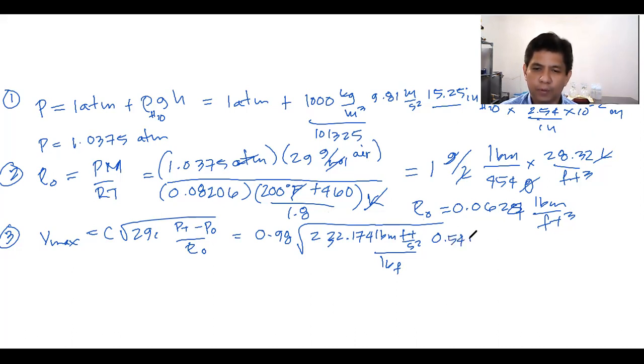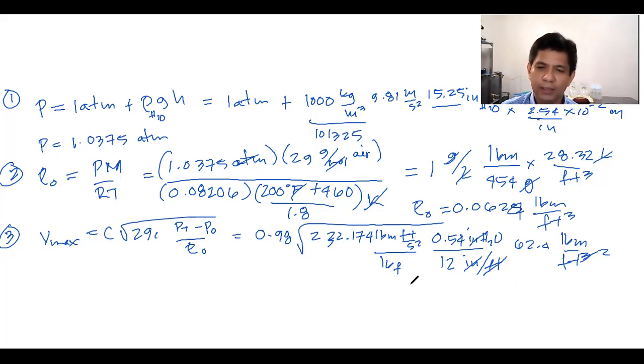0.54 inch of water. So basically, I divide it by 12 inches per feet, then multiply it by the density of water, which is 62.4 pound mass per cubic feet. The water cancels out, and the feet cancel out too, so this becomes feet squared. Then I divide this by the density, 0.0624 pound mass per cubic feet. I hope you can still follow.